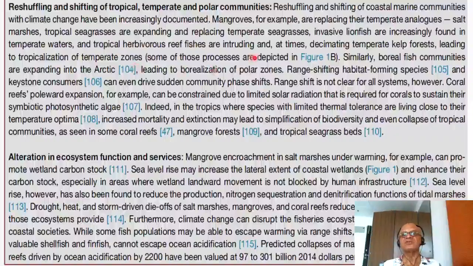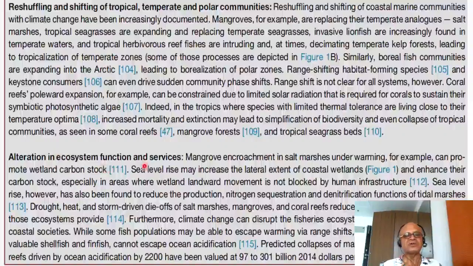Some of these processes are depicted in figure 1b that we just saw. Similarly, boreal fish communities are expanding into the Arctic, leading to borealization of polar zones. This is also called Atlanticization of the Arctic. Okay, so you can read the rest of the text there. I'm just giving you a flavor.